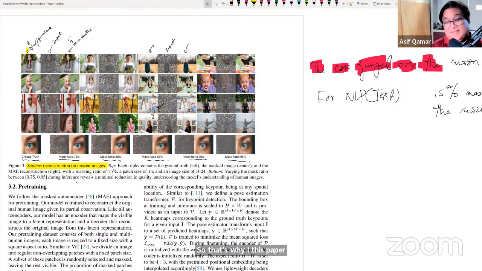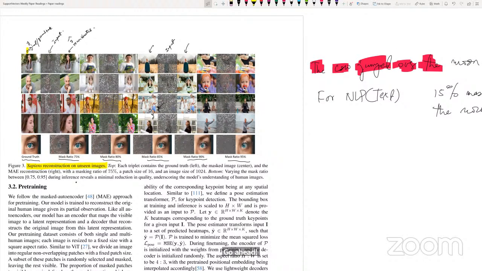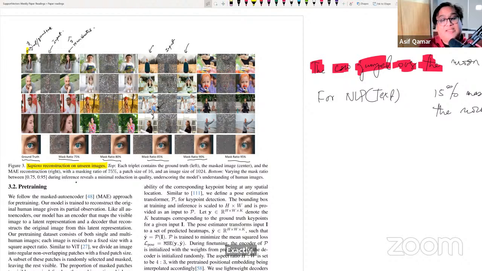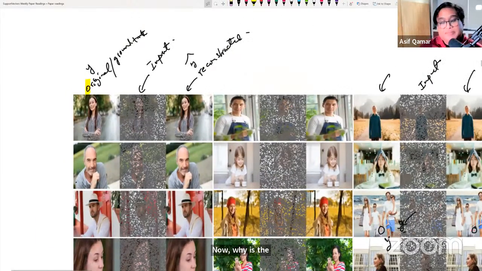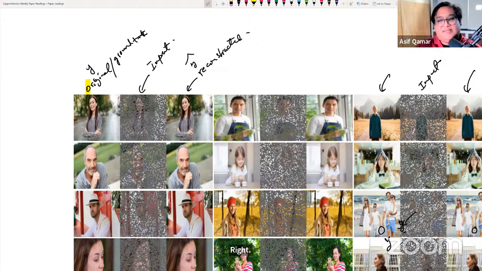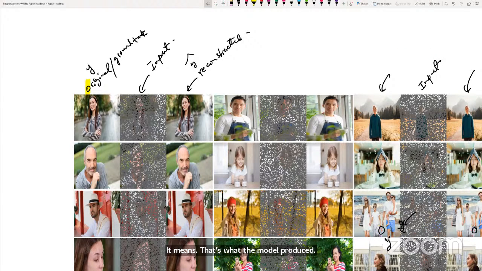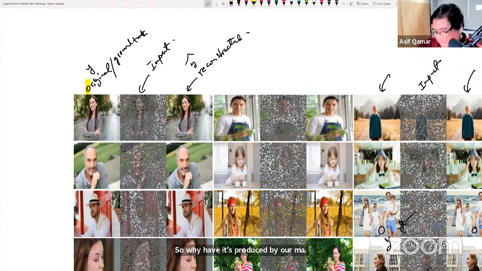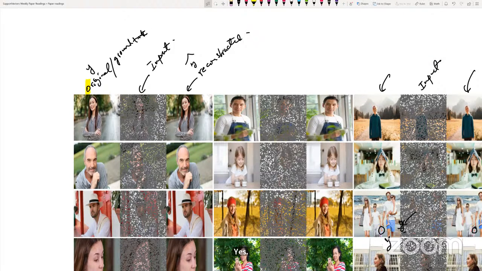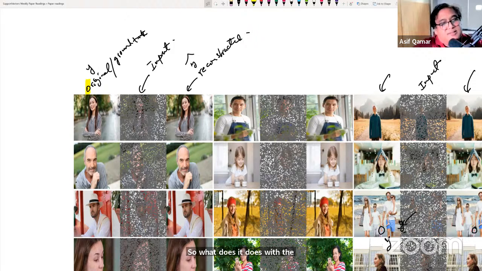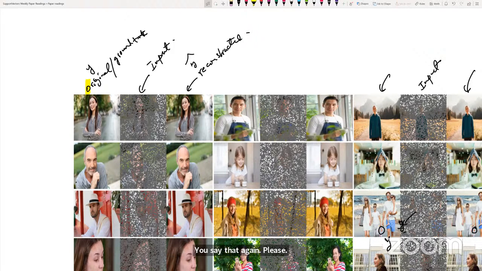Asif, go ahead. So the input to MAE is the masked image and the Y hat is the ground truth? Exactly. Now, Y hat is what it reconstructed. In machine learning, whatever a model produces wears a hat. Whenever you see a hat, it means that's what the model produced. So Y hat is produced by our MAE. So what does it do between the input and the reconstructed images? How does it do it?